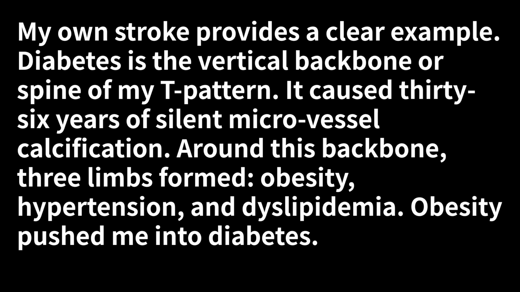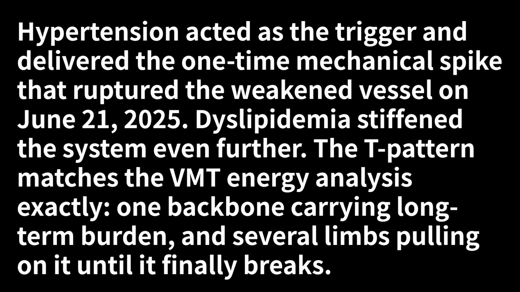My own stroke provides a clear example. Diabetes is the vertical backbone or spine of my T-pattern. It caused 36 years of silent microvessel calcification. Around this backbone, 3 limbs formed: obesity, hypertension, and dyslipidemia. Obesity pushed me into diabetes. Hypertension acted as the trigger and delivered the one-time mechanical spike that ruptured the weakened vessel on June 21, 2025. Dyslipidemia stiffened the system even further. The T-pattern matches the VMT energy analysis exactly: one backbone carrying long-term burden, and several limbs pulling on it until it finally breaks.